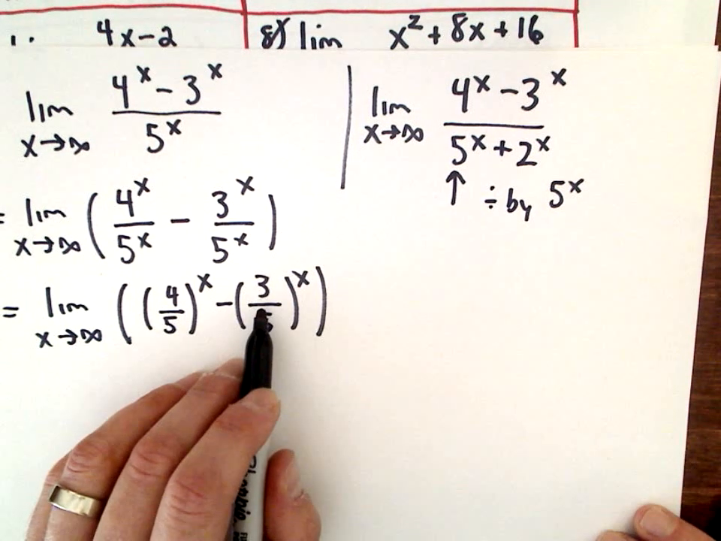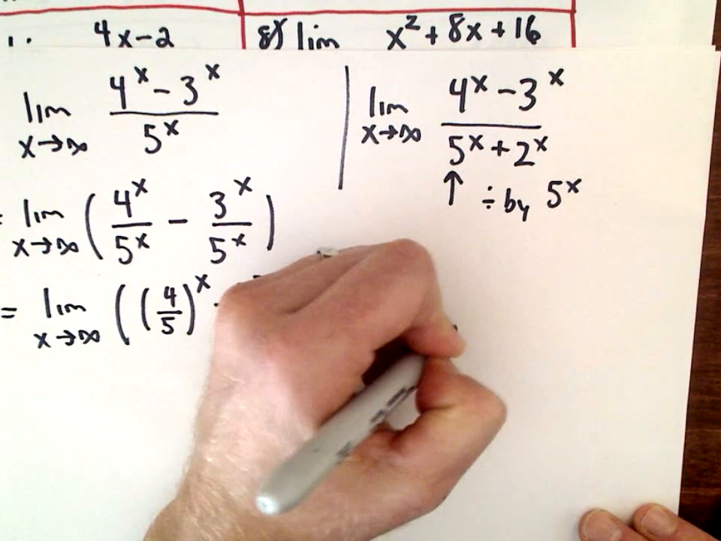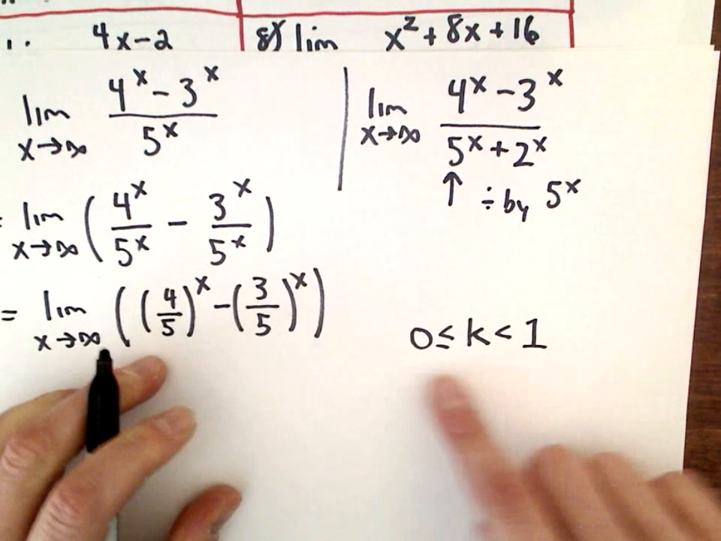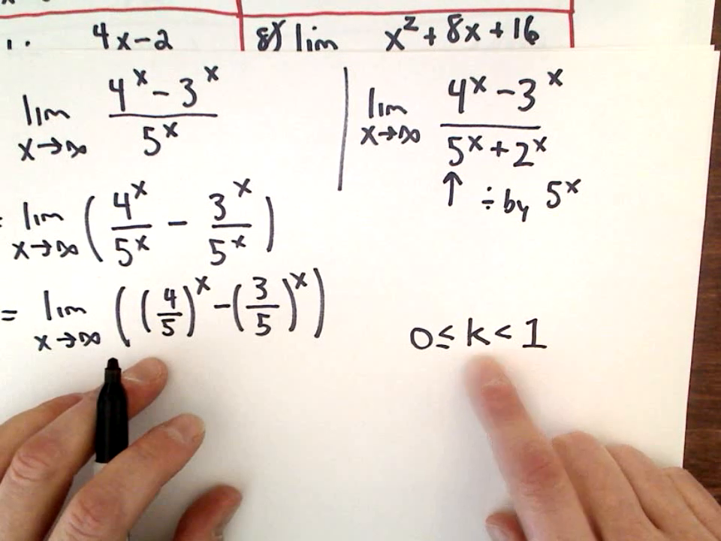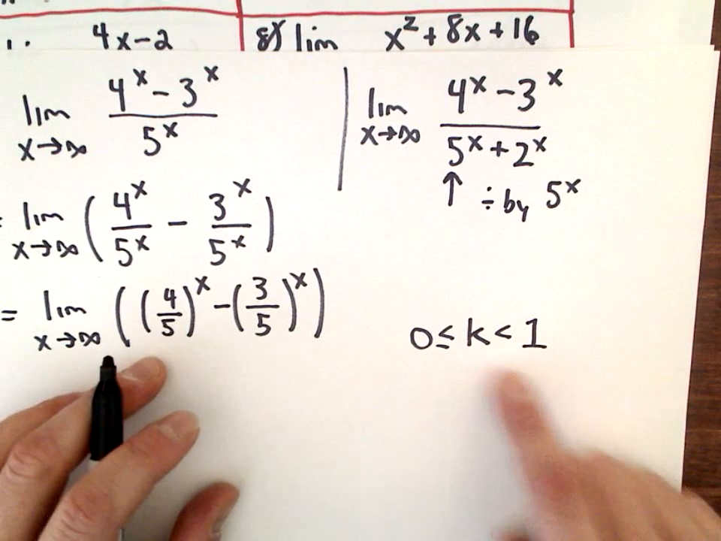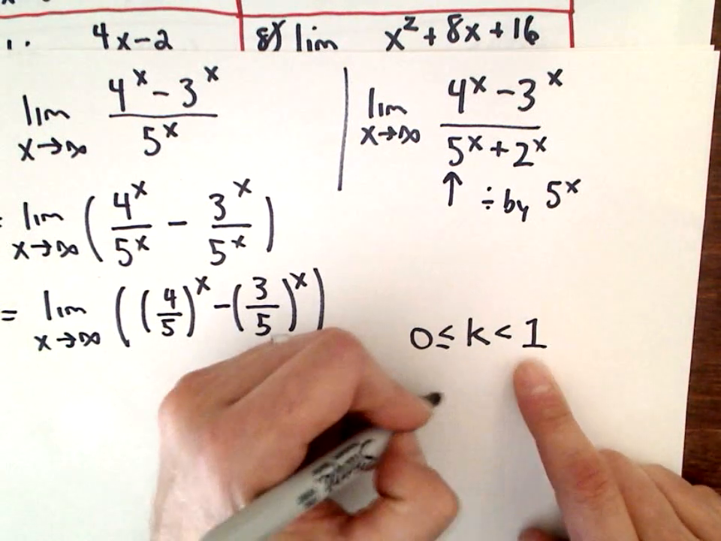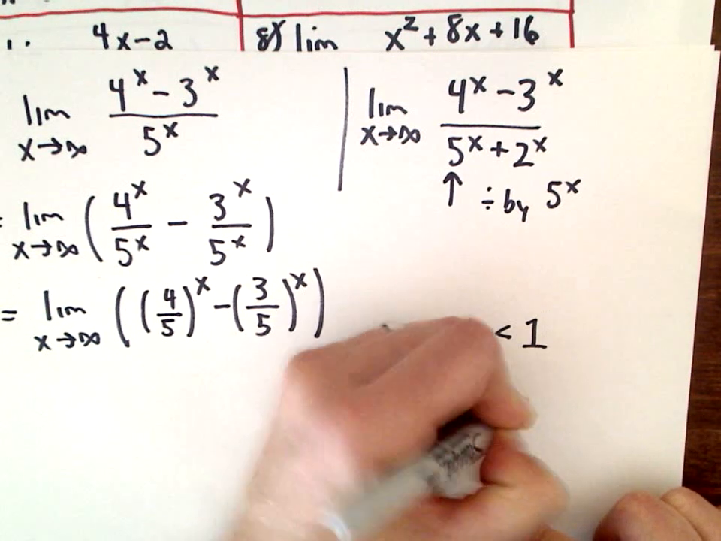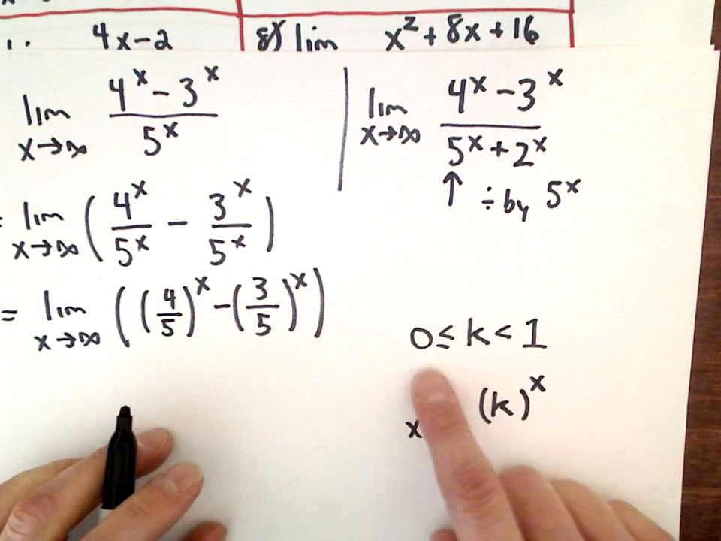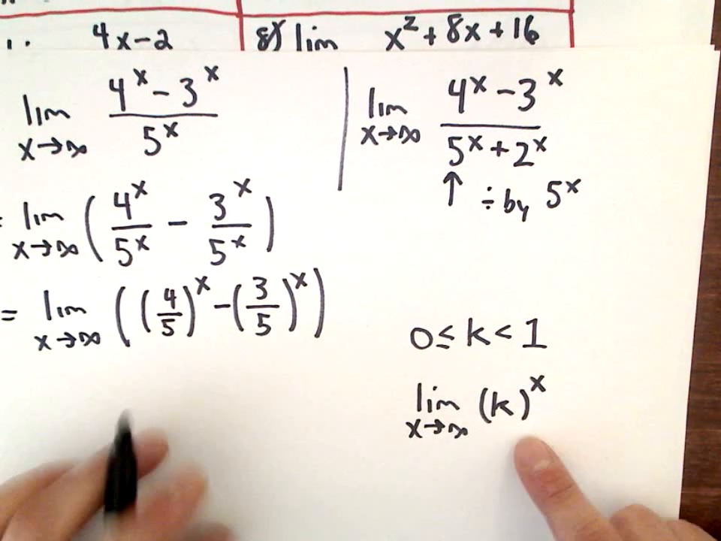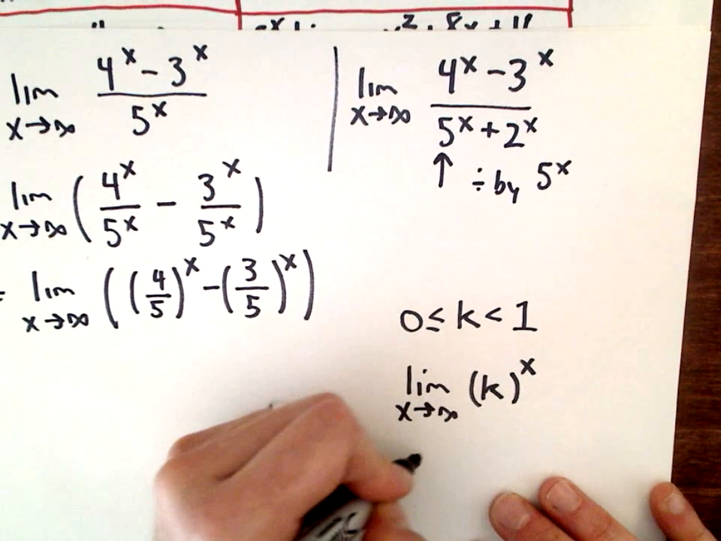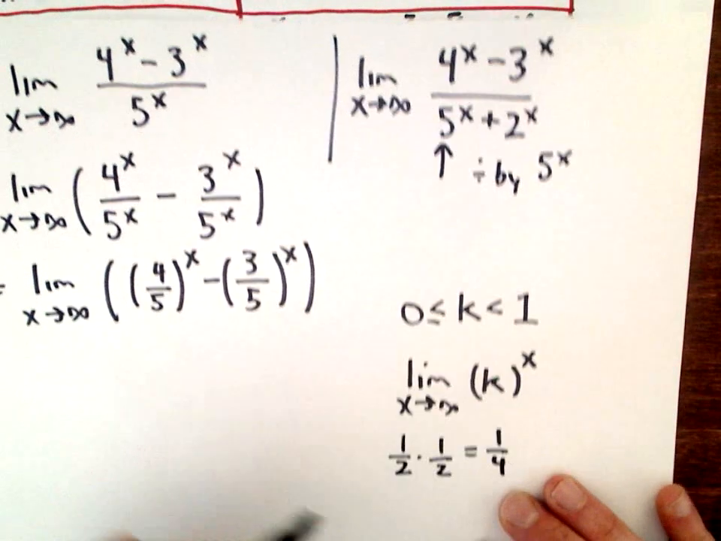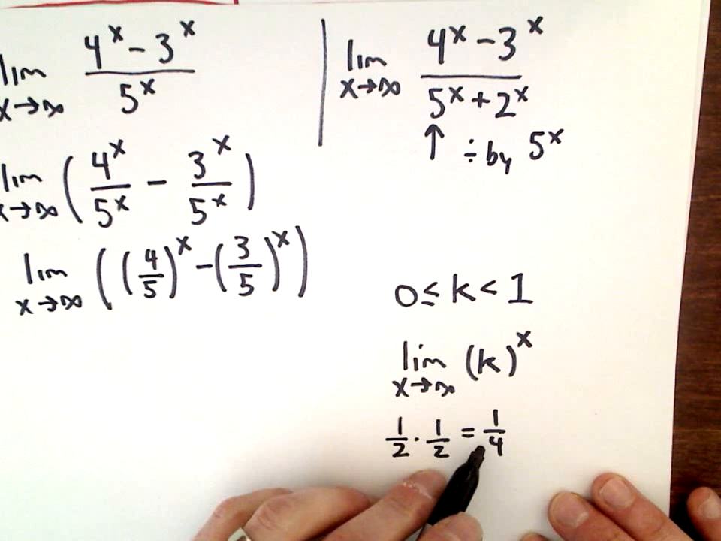The thing to recognize here is if you take a number that's greater than 0, it could be greater than or equal to 0, as long as it's strictly less than 1, if I take the limit as x goes to infinity of that number and raise it to the power of x, if I take a number between 0 and 1 and multiply it by itself, what happens? Let's suppose k was 1/2. Well, if I take 1/2 times 1/2, what do I get? I get 1/4.